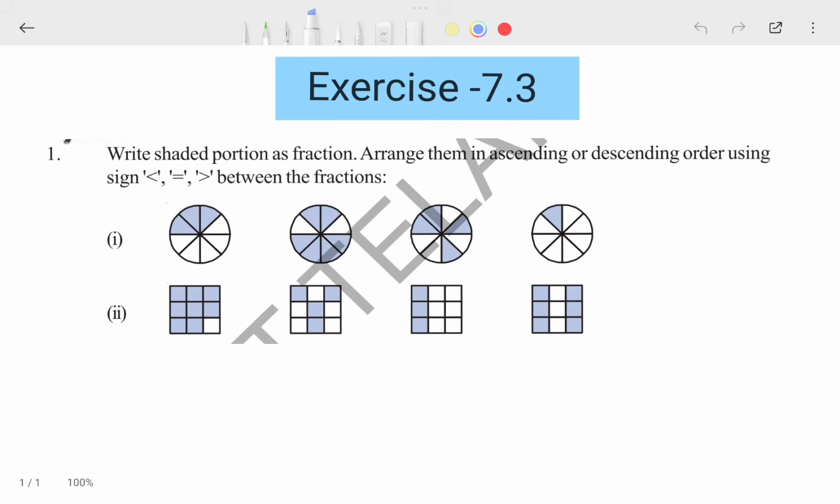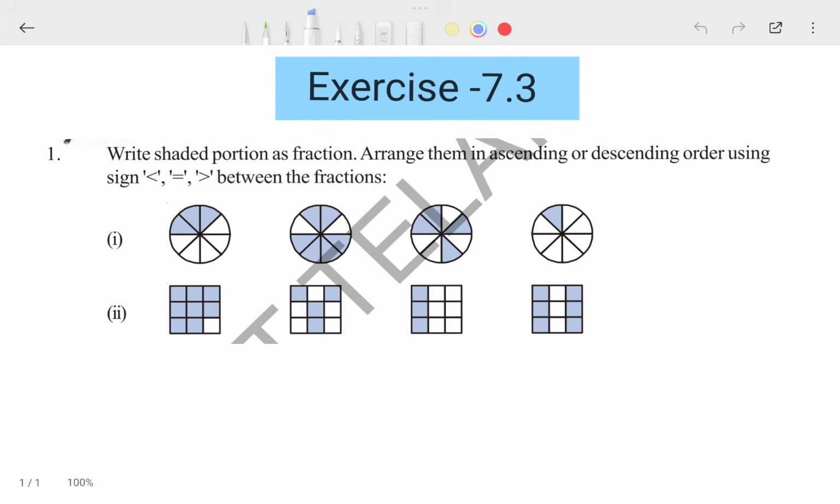This is Priyanshu. In today's video, we are going to talk about our class 6th mathematics, and this is our exercise 7.3. So in this exercise, I'm going to explain this exercise.